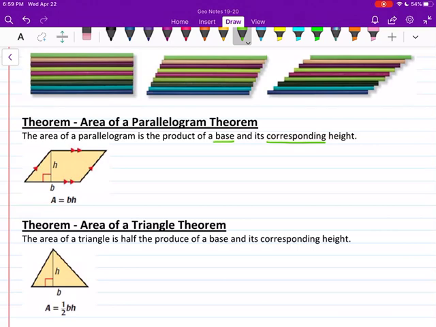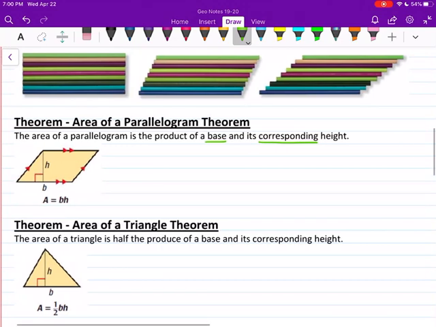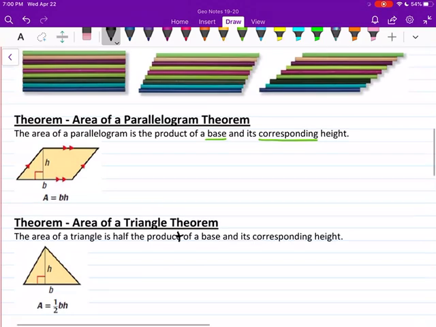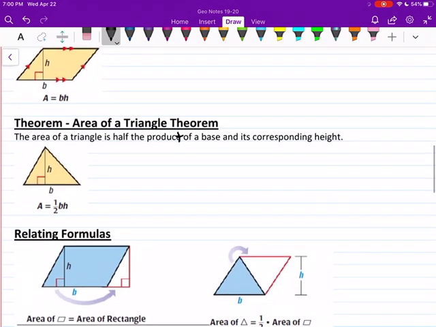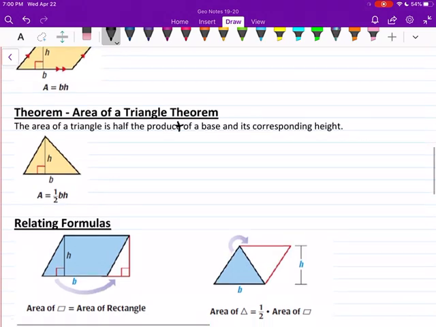So the area of a triangle is half the product, not produce, sorry. So product, change that on your notes for me, please. Typo. Is half the product of a base and its corresponding height. Okay, so we get half of that. And here are some pictures that can help us relate the formulas so we can help ourselves remember them.